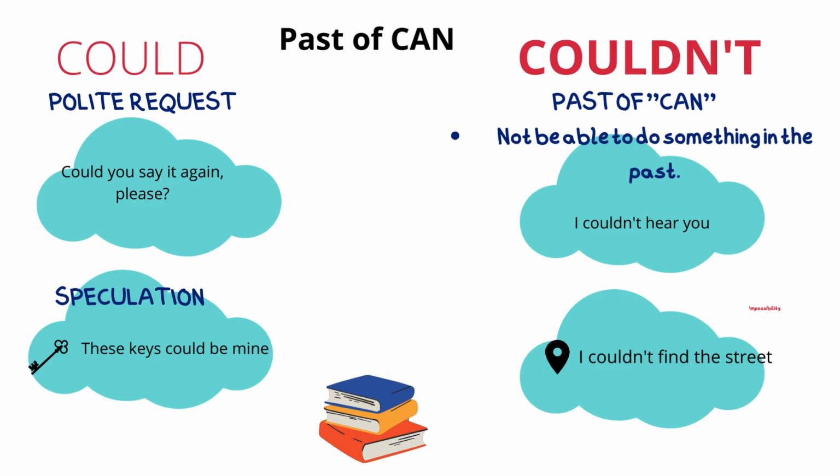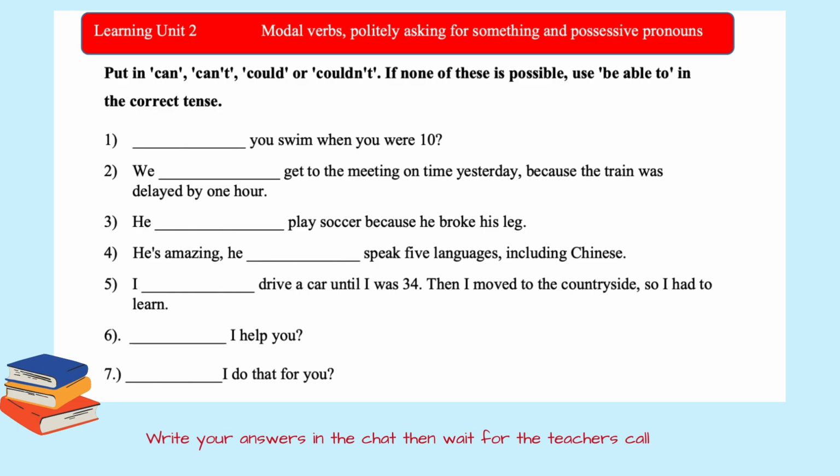Could at the beginning of the question. Could, to make a speculation. For example, those keys could be mine. Couldn't, negative form. When we want to express that we are not able to do something in the past, we say weren't able. For example, I couldn't hear you. Sorry. Or I couldn't find the street. I got lost. Now let's do a little bit of practice.